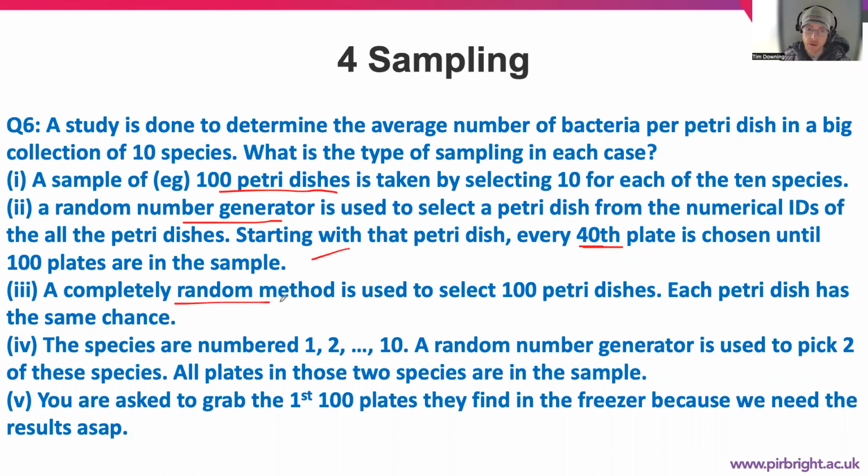A completely random method is used to select 100 petri dishes. Each petri dish has the same chance, number 3. That's simple random sampling. The species is numbered 1 to 10. A random number generator is used to pick 2 of these species. All the plates in these 2 species are in the sample. So that's cluster sampling. And then if you're asked to grab the first 100 plates you can find in the freezer because they need them ASAP, that's convenience sampling because you're just taking the ones that are at hand.